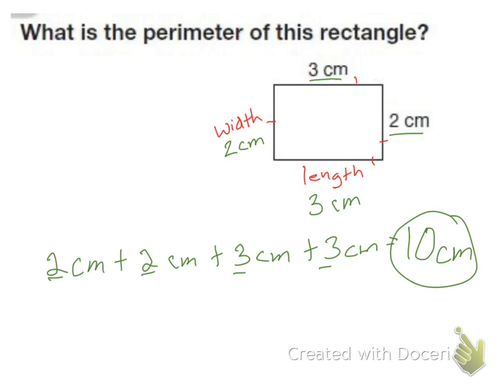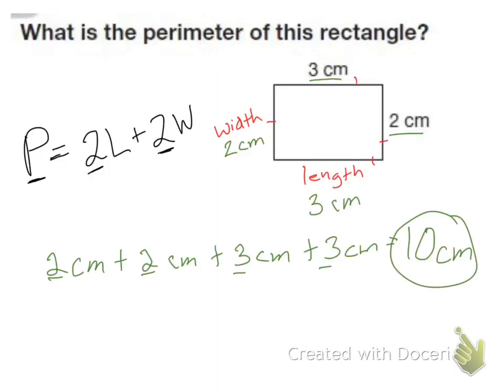That is the perimeter of this rectangle. Notice when we found the perimeter, we added the length plus the width and the length plus the width, so we added 2 lengths and 2 widths. So the formula for perimeter, which we show with a P, equals 2 times the length plus 2 times the width, because I have 2 widths and 2 lengths.